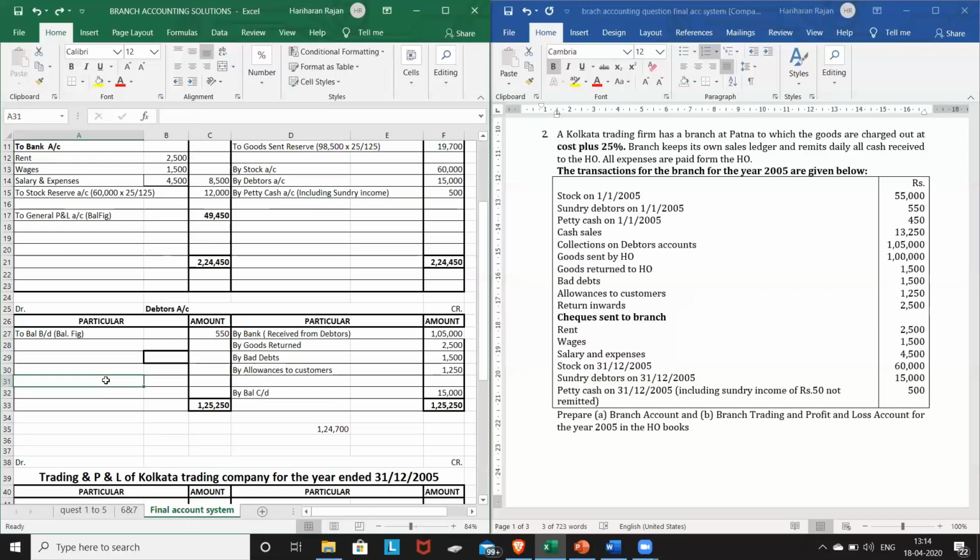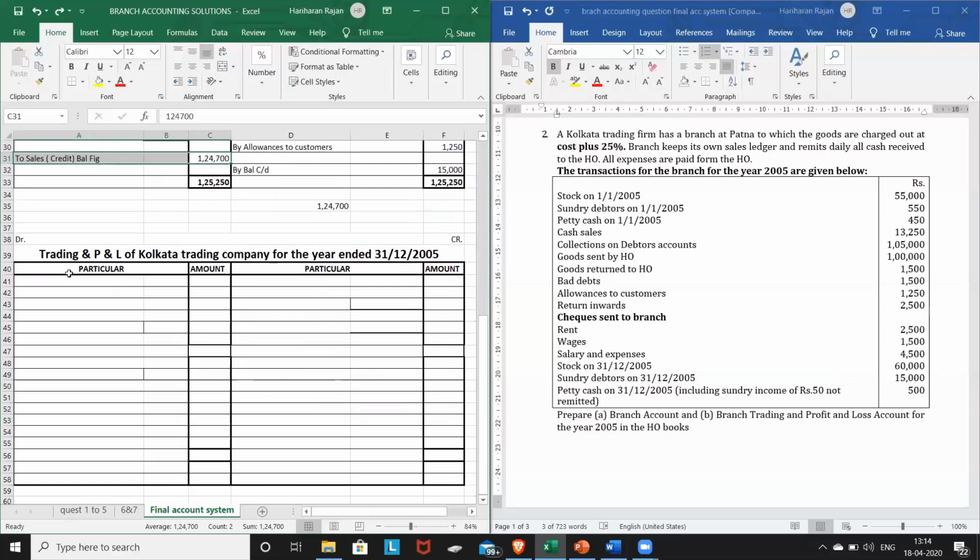If you look into the format, you can find out if there is a balancing figure this side, what should be there? It should be either an opening balance, or a closing balance, or sales. So sales, the difference, is nothing but the credit sales, 1,24,700.